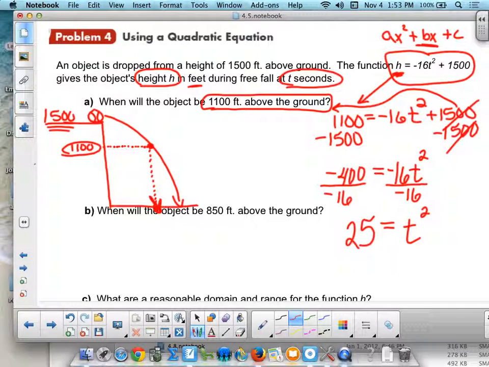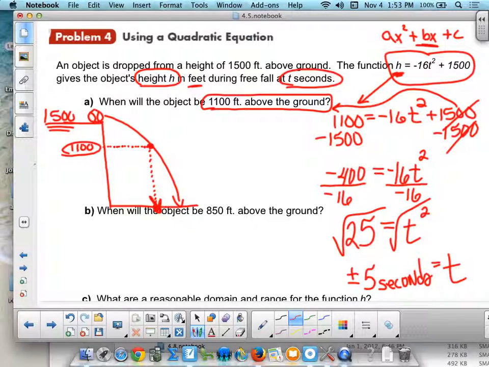One more step. Square root of this, square root of that: t equals plus or minus 5 seconds. Now, here's the deal. There are two answers, positive and negative 5.